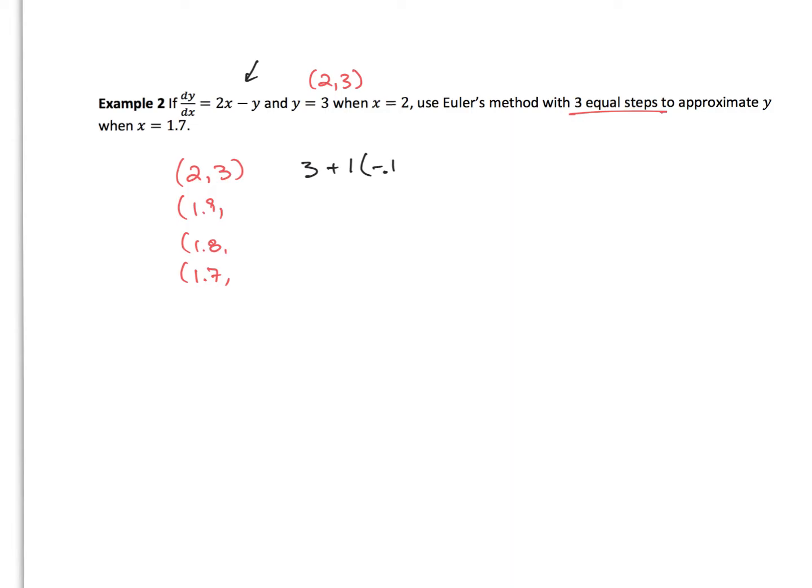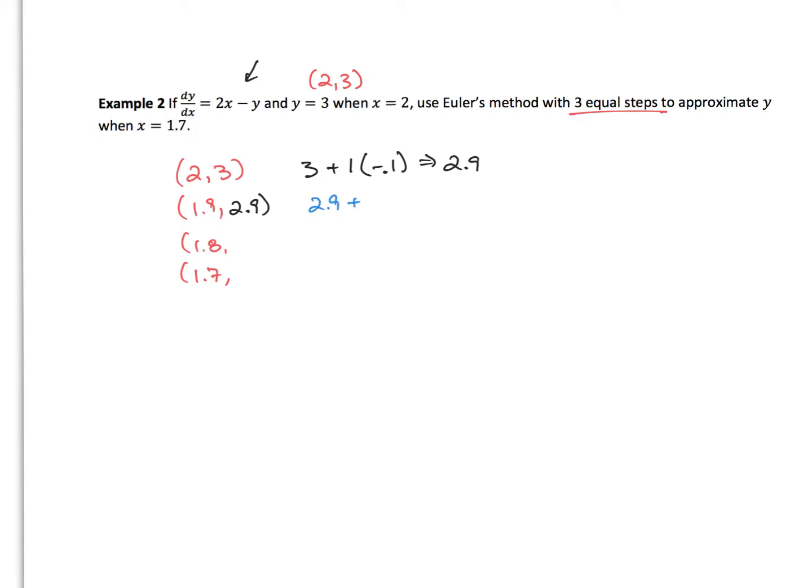Negative 0.1. Technically, it's like x minus 2, right? But what's my x going to be? 1.9. So it's 1.9 minus 2. You following me? So now I do a little bit of math. 1 times negative 0.1 plus 3 is 2.9. So now I have my next ordered pair as 1.9 comma 2.9. You see how it's kind of like a repeated tangent line?